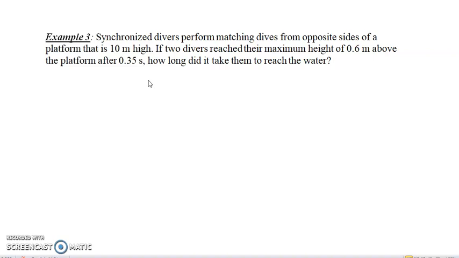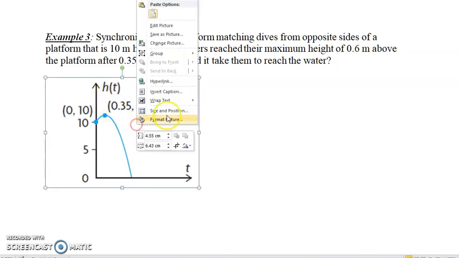It says synchronized divers perform matching dives from opposite ends of the platform, that is 10 meters high. If the two divers reach the maximum height of 0.6 meters above the platform after 0.35 seconds, how long does it take them to reach the water? So we'll draw a little diagram for that. And there's our diagram.